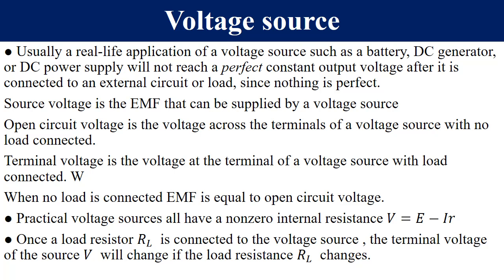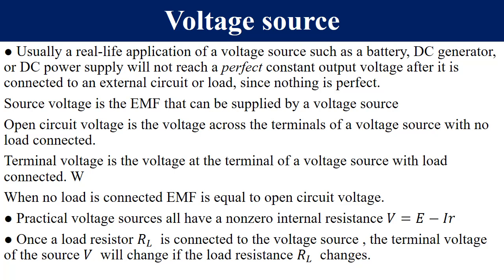The internal resistance is found inside the voltage source, and we represent it by small letter r. Please take note that an unloaded power supply is a power supply to which no load has been connected, and the voltage supplied by a voltage source is called an EMF or open circuit voltage. When a voltage source is loaded, the voltage found at its positive and negative output is called terminal voltage. So terminal voltage is the voltage at the terminals of a voltage source with a load connected.